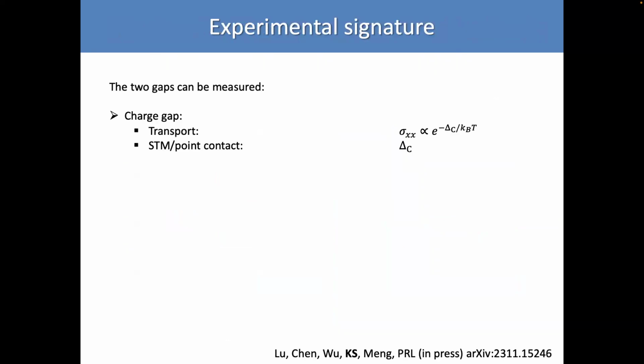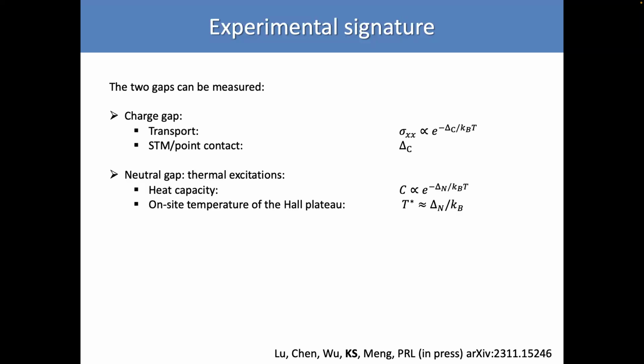And this has a direct experimental consequence because we can measure the charge gap in experiments. We can measure it through, say, longitudinal conductivity, fitting it to activation behavior, or we can measure the density of states using STM or point contact. The density of states will directly give us the gap. This gives us the charge gap. For the charge neutral gap, we can measure it experimentally through thermal excitations. For example, we measure heat capacity or heat conductivity and fit the result to thermal activation behavior. And this gap will be the charge neutral excitation.